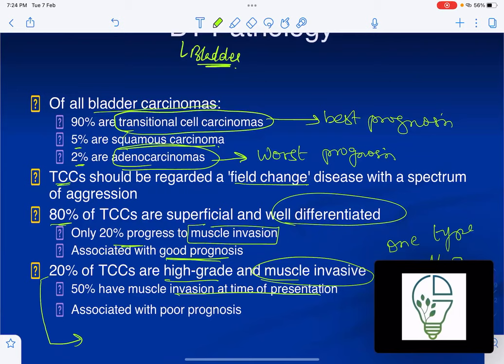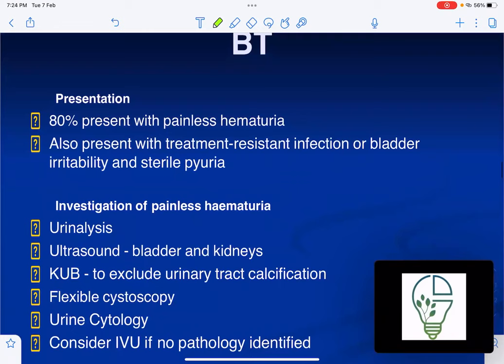All right. So how do they present? What is the most common type of presentation? And what is the most common word that is used in the stem for the MCQ point of view? It's hematuria. Mainly and specifically, painless hematuria. The patient will notice blood in their urine and it will be extremely painless. Sometimes patients tend to ignore it.